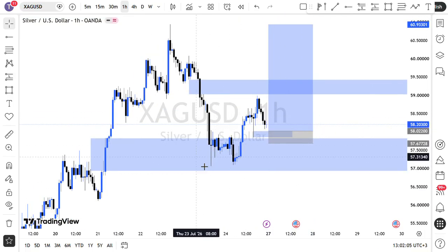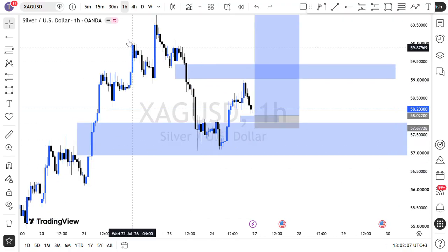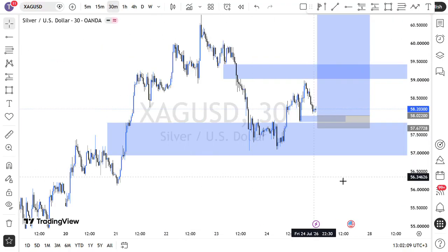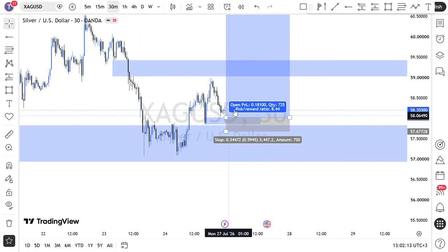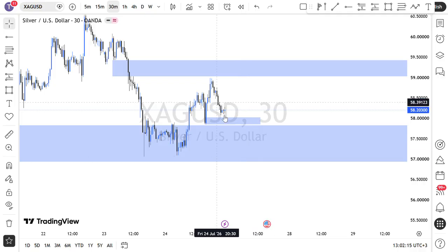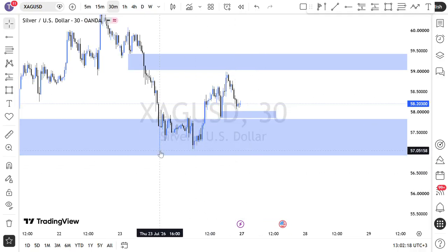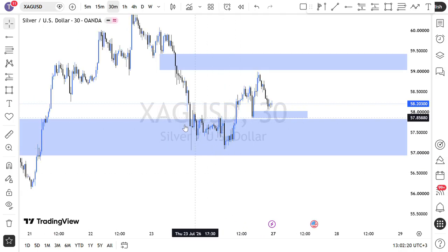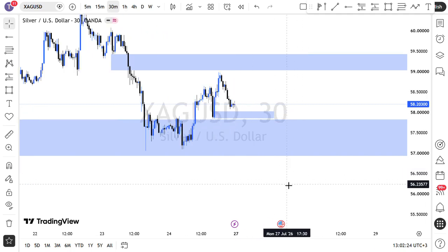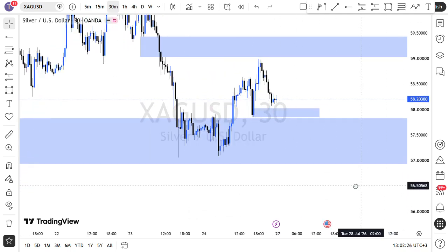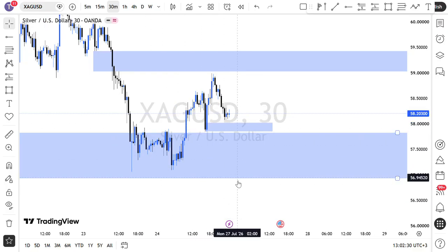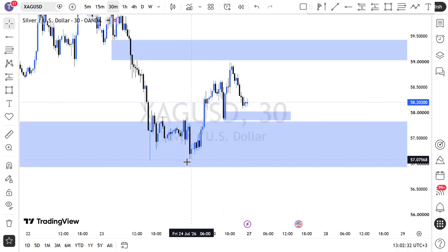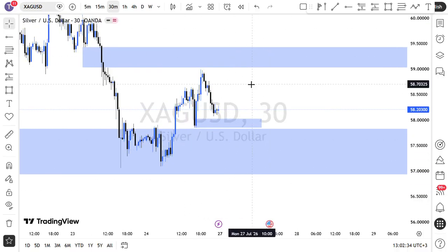We didn't have a clear sweep of liquidity here. That is why I have a doubt about this analysis on silver. But in case price has momentum to the downside, expect this low to be taken out because we didn't have any sweep of liquidity on this point of interest, and that clearly shows that there is a red flag around this area. Price can look to come even lower and sweep this low's liquidity before having the move to the upside.